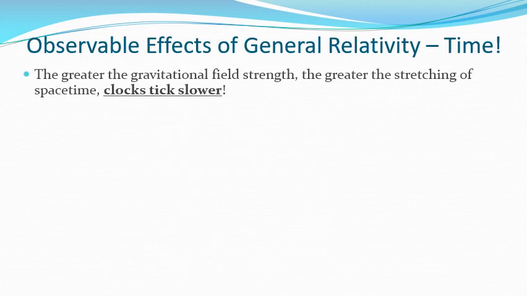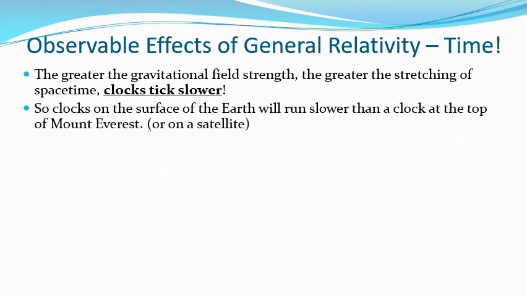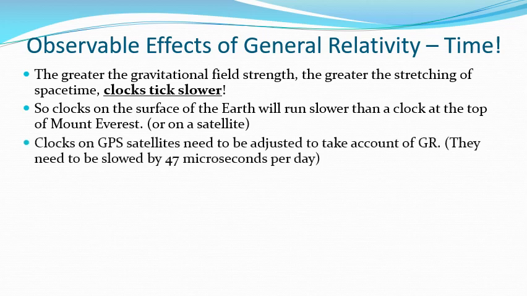So here's a summary. The greater the gravitational field strength, the greater the stretching of space-time, so the clock is going to tick slower. Clocks on the surface of the Earth will run slower than a clock on Everest or a clock in a satellite. GPS satellites need to be adjusted to take into account general relativity. They need to be slowed by 47 microseconds per day. They also need to be adjusted for special relativity because they are moving, and that needs to be taken into account.